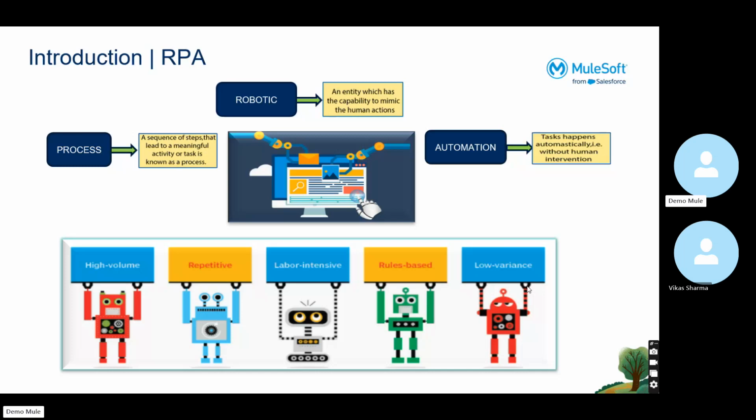So with the help of RPA, we can mimic what humans are doing, and we can achieve zero human intervention in the tasks. The task can be performed automatically. So what are the contenders for robotic process automation tasks? Tasks which are high volume, repetitive or monotonous, labor intensive, rule based rather than decision based, and low variance. The tasks have been established for years, with no changes in the way they are performed. Those are the contenders for robotic process automation.